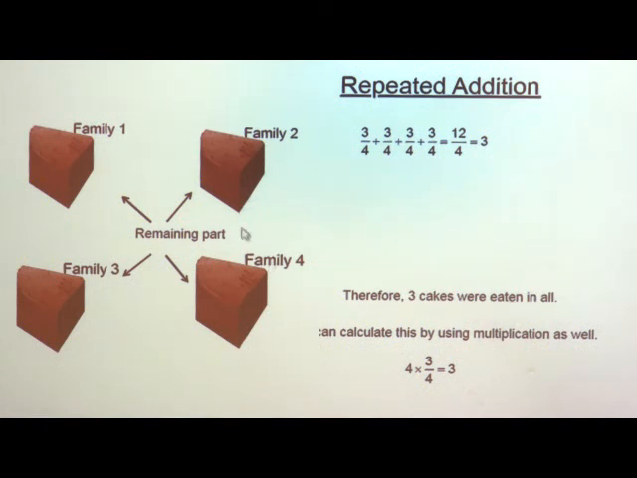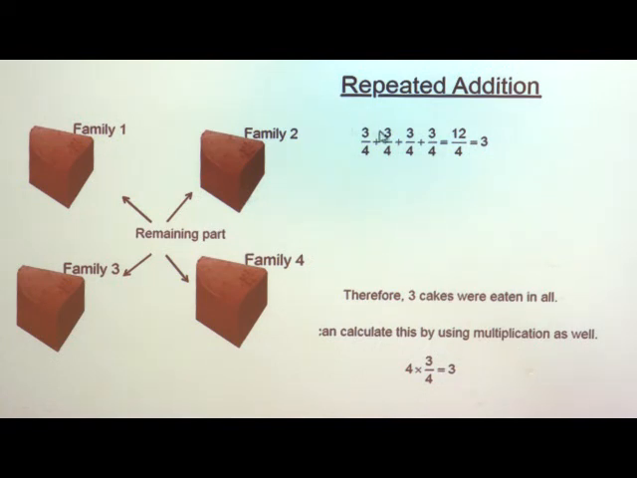So, out of all the families 1, 2, 3, 4, how many cakes were eaten? Only 3 cakes were eaten in all, and we can calculate this by using multiplication as well. What we have seen here is repeated addition. What is repeated here? 3 upon 4 is repeated how many times? 4 times. 4 times 3 upon 4 is nothing but multiplication. So, we are multiplying 4 by 3 upon 4. Again here in the multiplication, if it is possible, we can reduce. Here 4 ones are 4 ones, and here 3 will be remaining.